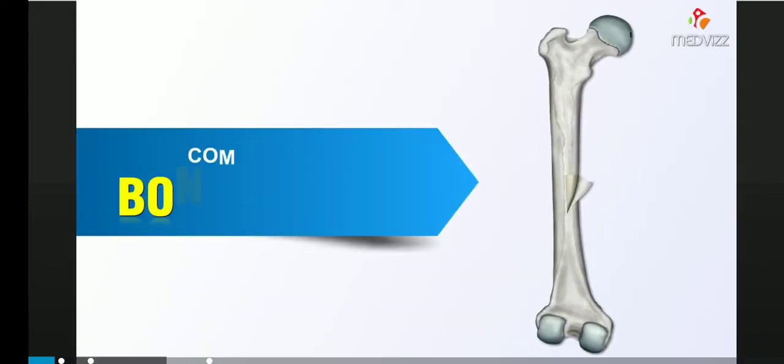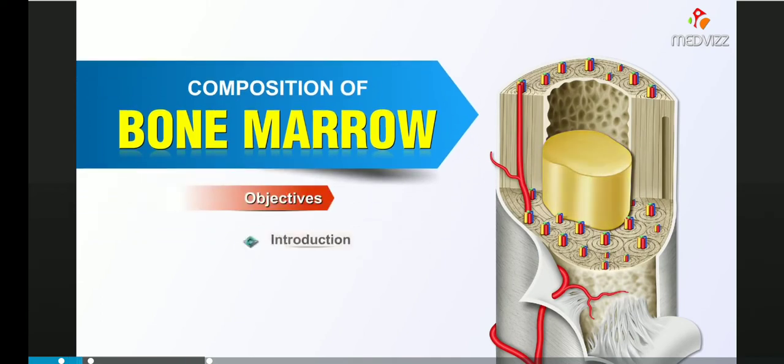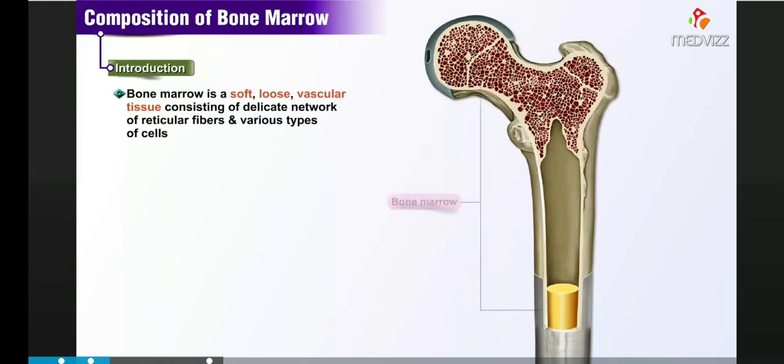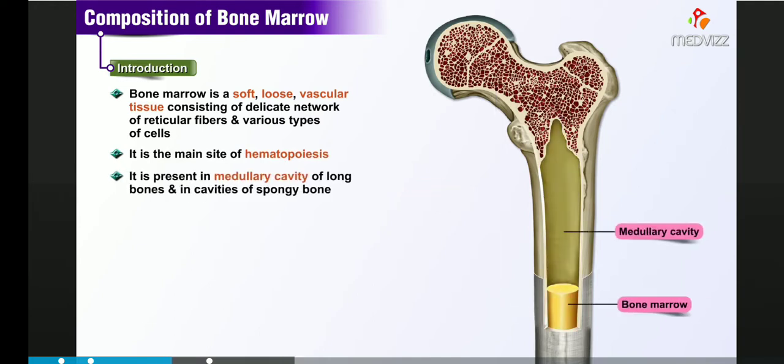In this segment of the anatomy, we are going to be discussing an important component of the bone, the bone marrow. The bone marrow is a soft, loose, vascular tissue consisting of a delicate network of reticular fibers and various types of cells. It is the main site of hematopoiesis. It is present in the medullary cavity of the long bones and in the cavities of the spongy bone.